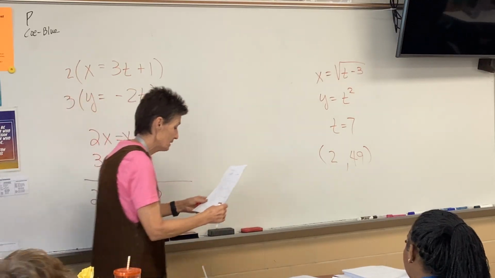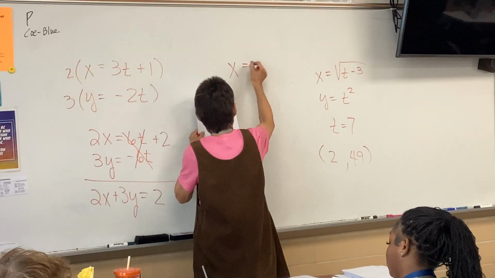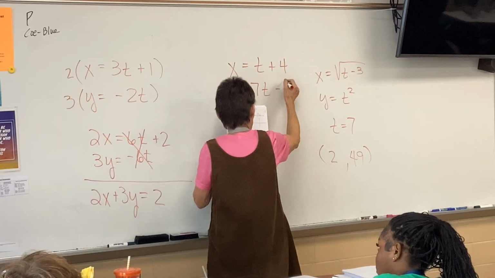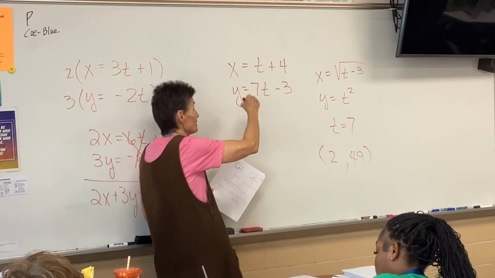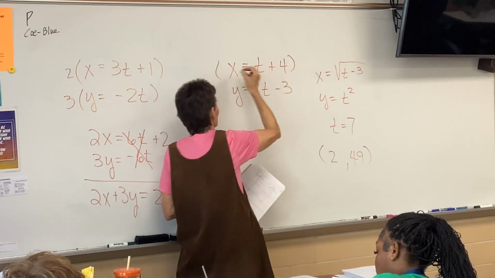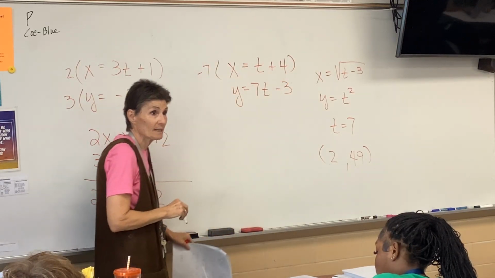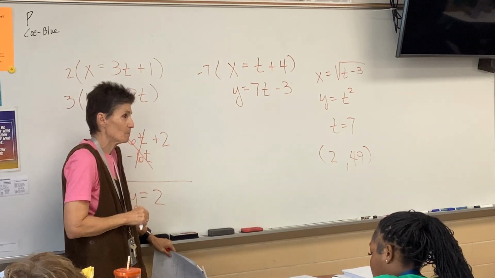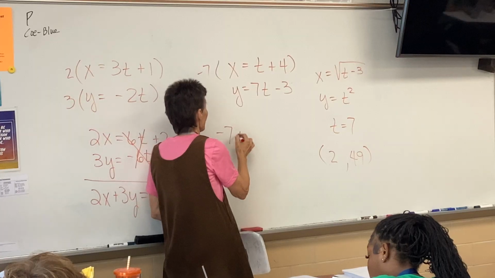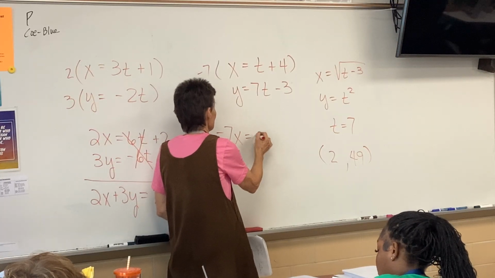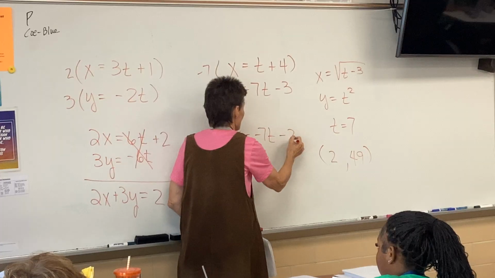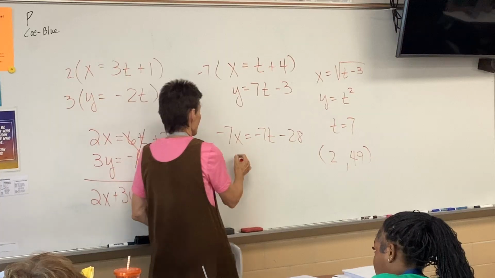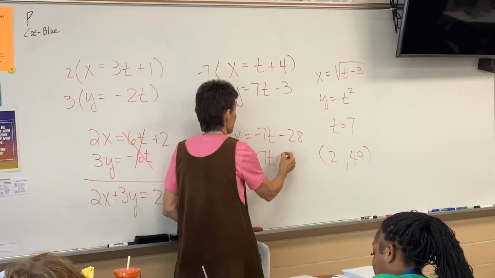Let's look at B. Can you do the same thing with B? If you're going to eliminate the t's, you're going to have to multiply the top equation by -7. Would everyone agree with that? Yeah. Kids, you've done this so many times in your life, elimination. Just take your time, you can do it. So -7x equals -7t minus 28.